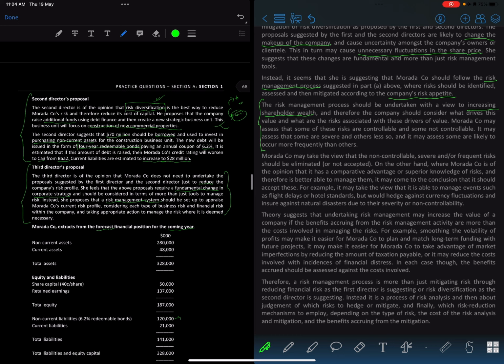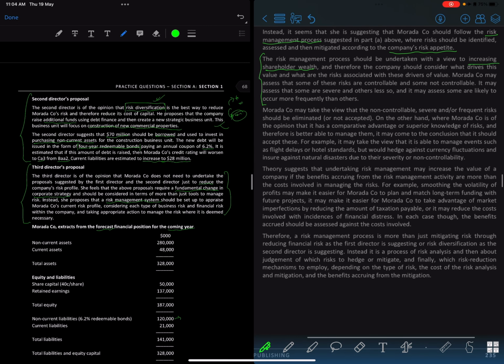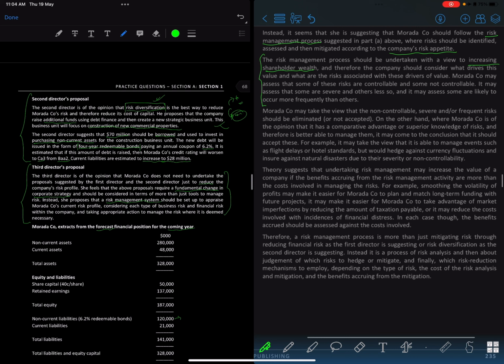Morada may assess that some of the risks are controllable and some may not be controllable. It may assess some are more severe, others are not so severe. It may assess some are likely to occur more frequently than others. So Morada may take the view that non-controllable, severe and frequent risks should be eliminated. On the other hand, where Morada is of the opinion that it has a comparative advantage or superior knowledge, they should accept it, or they should be able to manage them properly, right? So it may conclude that it should accept this, right?